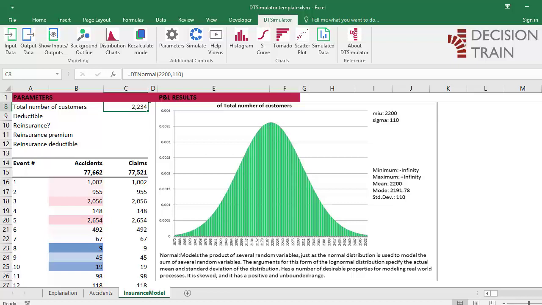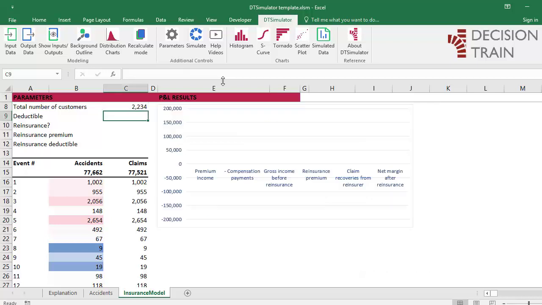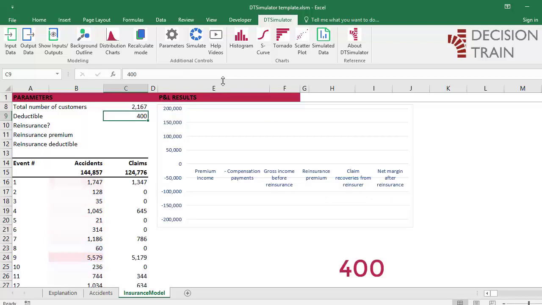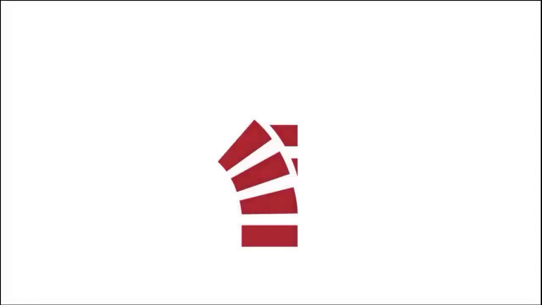Remember, a coefficient of variation is the expression of standard deviations as a proportion of the mean. Therefore, a 5% coefficient of variation with respect to a mean of 2200 means a standard deviation of 2200 times 5% equals 110. This variable should be looking like this on its comment chart. 11. On cell C9, write 400 as the value of the individual deductible.